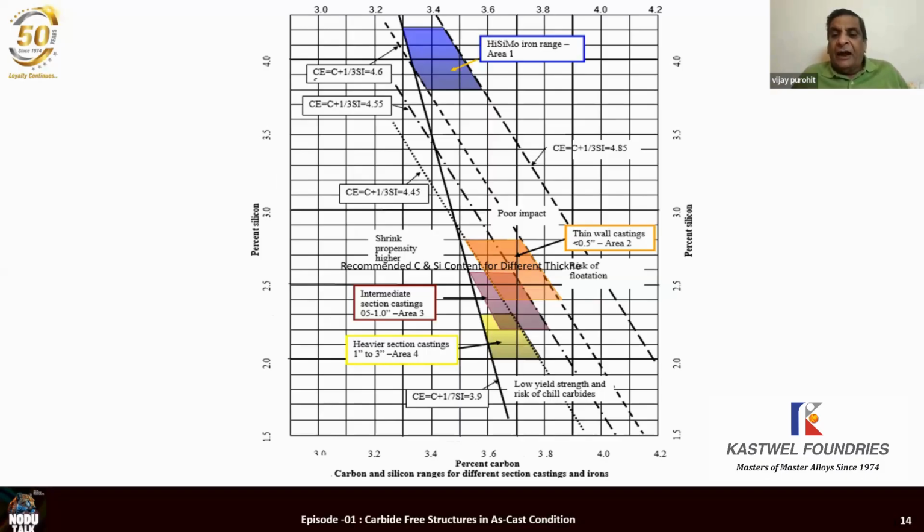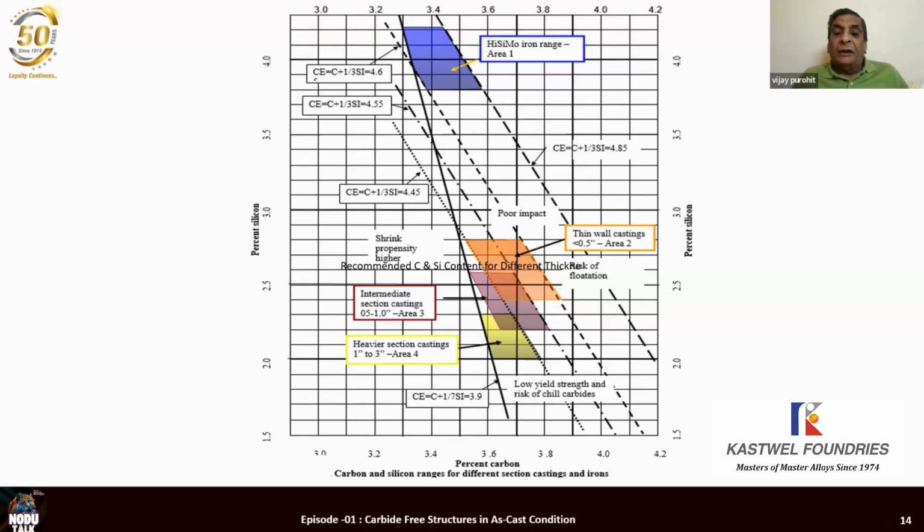And this figure has got 4 zones. Right at the top, the blue zone, area 1, indicates the ranges of carbon, silicon, and the carbon equivalent to avoid flotation in that blue area. In this whole figure, there's only one line which is a solid black line. Do you see that solid black line at the very left hand side? At the bottom of the figure, this solid black line is carbon equivalent equal to carbon plus 1/7 silicon equal to 3.9. It should be 3.9 or more than 3.9.